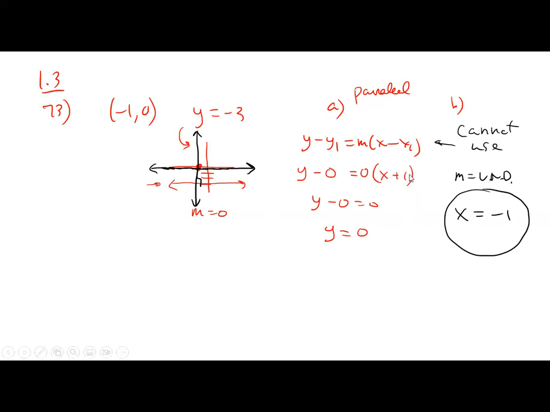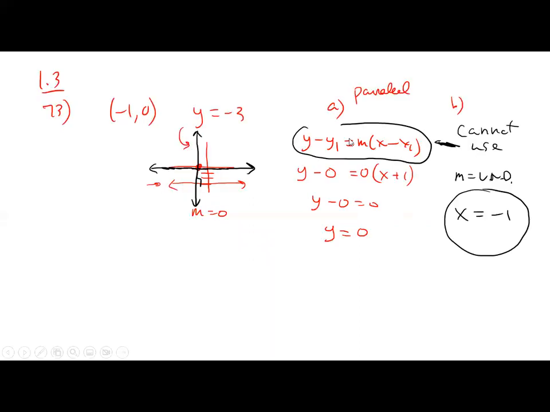I'm glad that came up because I always talk about using this equation, but that's the only case where you can't, on vertical lines. Okay, 73 are good. Jamming.